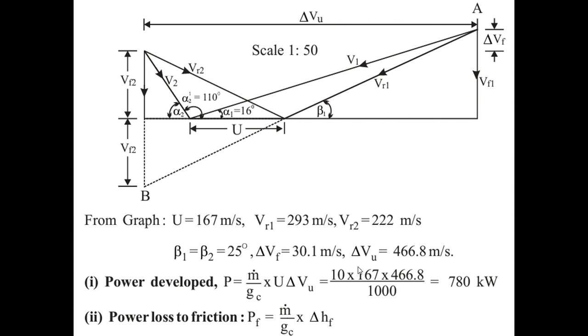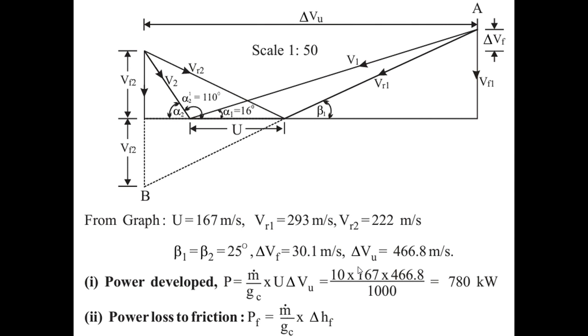Okay, now you find out delta VU. As VU1 and VU2 are in opposite directions, I can add them and multiply with the mass flow rate and with the blade speed to find out the power developed. So U into delta VU is work done, into mass is power developed. So that is done at the bottom.